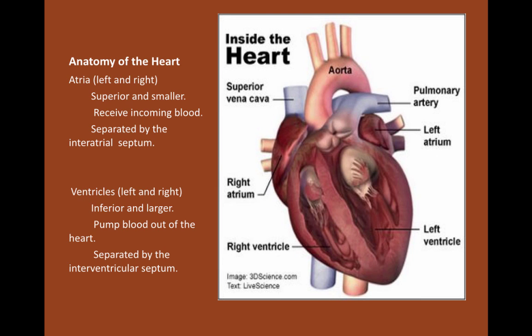So here's just a picture, a pictogram, of the heart. You've got the left and right sides, and the superior and inferior. On the superior aspects, both left and right, you've got the atria. That's where incoming blood comes from, and the atria are separated by the interatrial septum. And you've got the ventricles, both left and right, in the inferior portion of the heart towards the apex. They pump blood out of the heart, and they're separated by the interventricular septum.